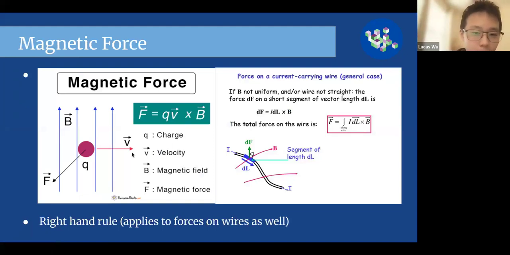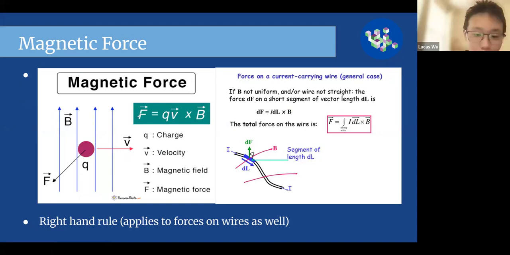All right, we want to find the magnetic force on a charge that is moving through a magnetic field. So this is my charge. It's moving towards the right. I have a magnetic field that's pointing upwards. Now, there's a force on it, which is called the Lorentz force.